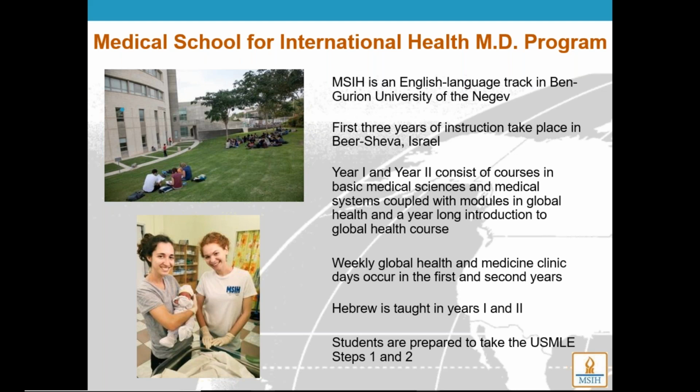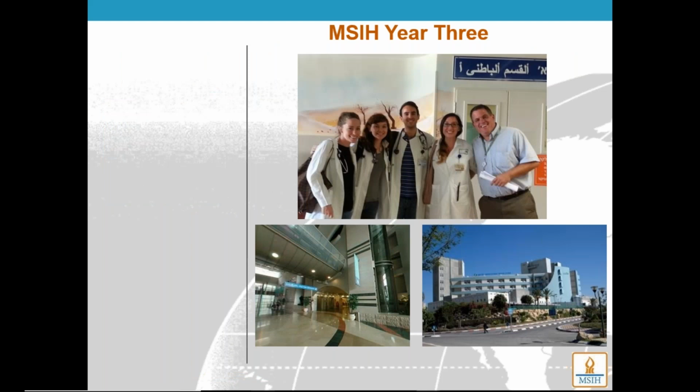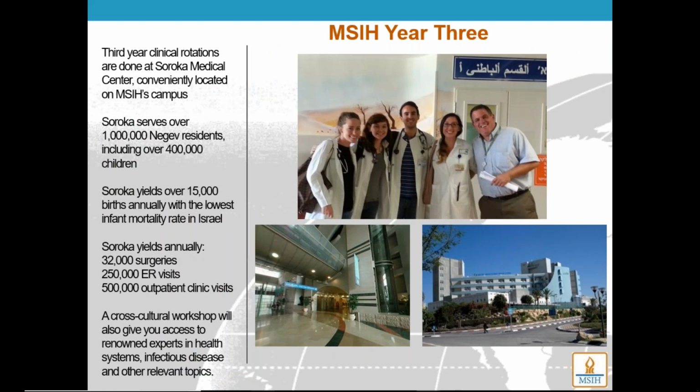At the end of year 2, students take the USMLE just as they would if they were attending medical school in the States. And we really do prepare our students very well in terms of required USMLE prep courses, study time, things like that. So they do very well on those boards. Year 3 and 4 are devoted to the required core clinical clerkships, electives, and clinical selectives. Also in year 3, students participate in a cross-cultural communication global health skills workshop.